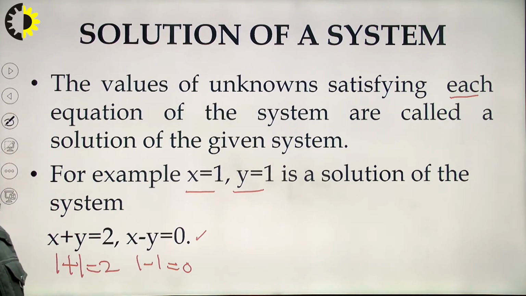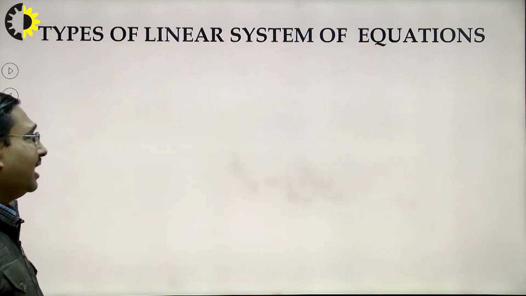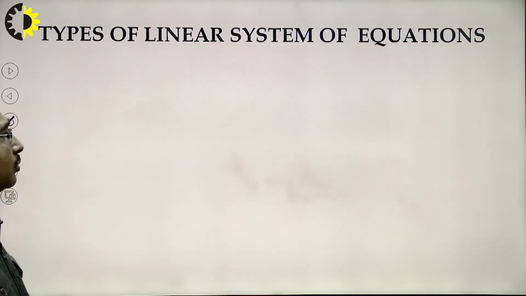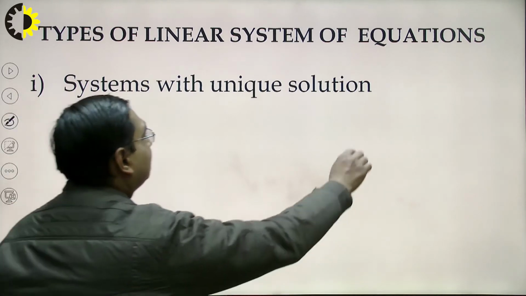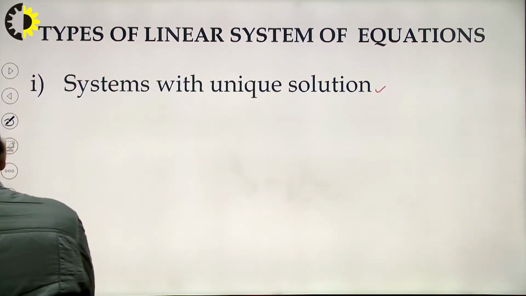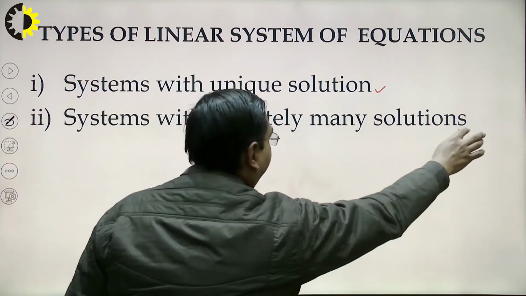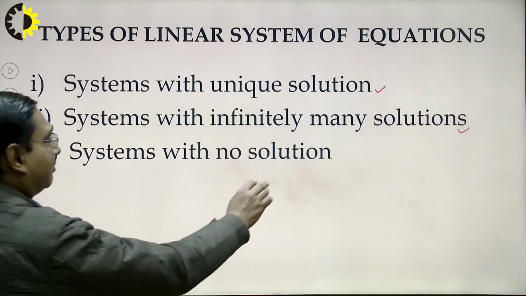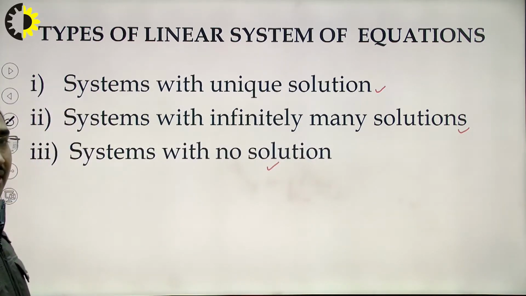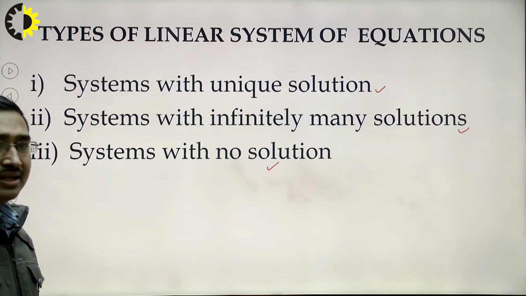Now, on the basis of the type of solution, systems of equations can be classified into three categories. First is systems with unique solution. Second, systems with infinitely many solutions, and third, systems with no solution. We shall understand these terms in detail in the coming slides.